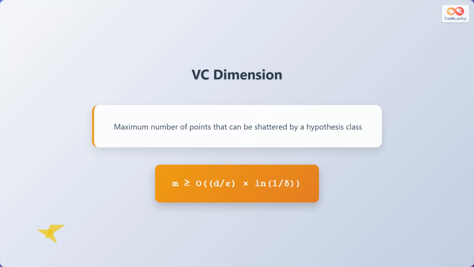The sample complexity bound in terms of VC dimension can be expressed as follows. m is greater than or equal to O of d divided by epsilon, multiplied by the natural log of 1 divided by delta, where m is the sample complexity, d is the VC dimension, epsilon is the accuracy parameter, and delta is the confidence parameter.